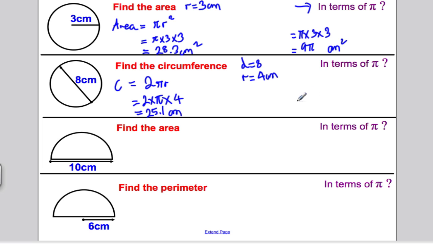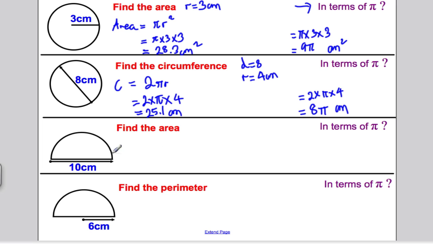If you were to leave your answer in terms of pi, 2 times pi times 4, just times the numbers and forget about the pi, and write the pi after, that would be 8 pi centimeters. Again, this is a higher level and a higher paper type question.